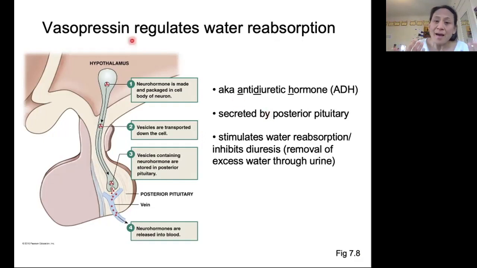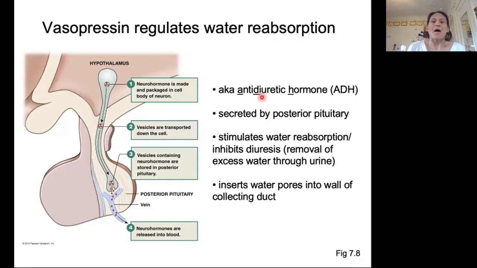Okay, and what vasopressin does is that it stimulates water reabsorption. So it's going to tell the kidneys to reabsorb water. Another way to think about it is that it's going to inhibit diuresis. Diuresis is the removal of excess water through urine. So that's where the name ADH comes from, anti-diuretic hormone. We are going to stop the process of removing that water from the body, okay? And the way that it works is that it inserts pores, water pores, into the wall of the collecting duct.